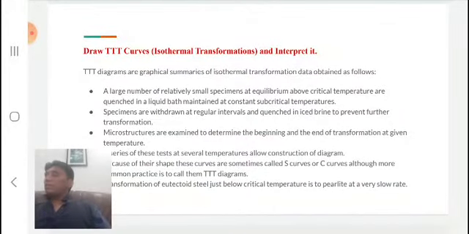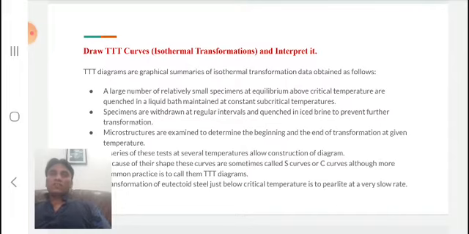A large number of relatively small specimens at equilibrium above critical temperatures are quenched in a liquid bath maintained at constant subcritical temperatures. We already discussed in the previous video sessions how we can get the desired microstructure using TTT curves. But in this video session we will be discussing how to construct these curves.